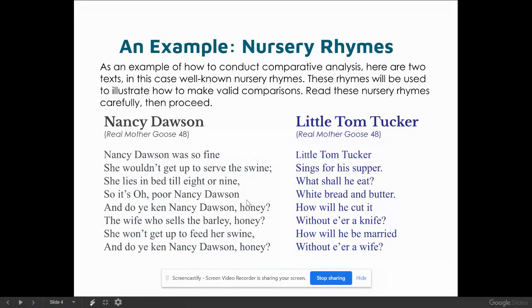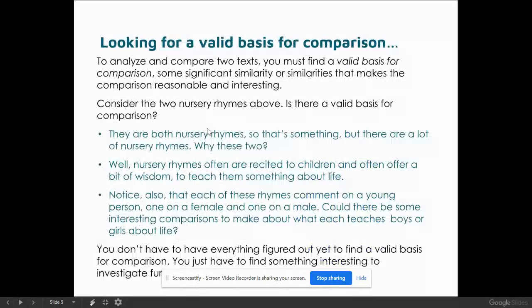The example that is given here is these two nursery rhymes, Nancy Dawson and Little Tom Tucker. And then looking at them, I can start to look for a valid basis of comparison. What does that mean? I'm looking for a real reason to compare them. If I take a cup and a pencil, how could I ever compare those two things? They are so different from each other, right? Granted, they're both concrete objects and they might be on your desk, but that's about as far as the similarities go.